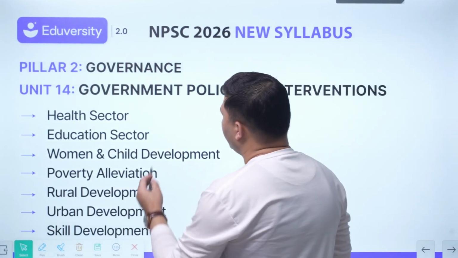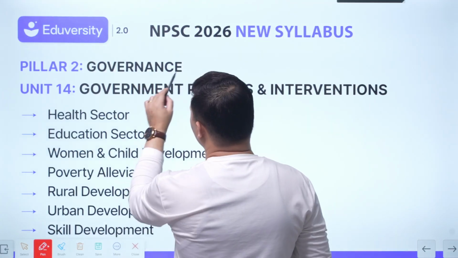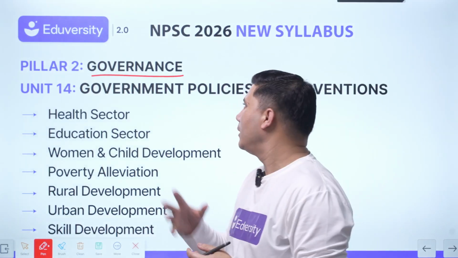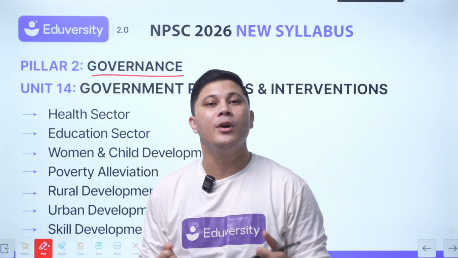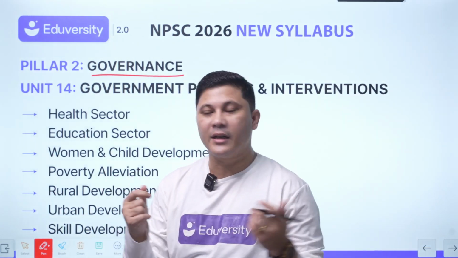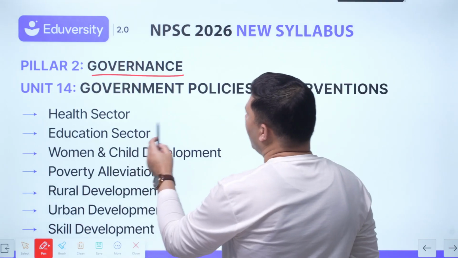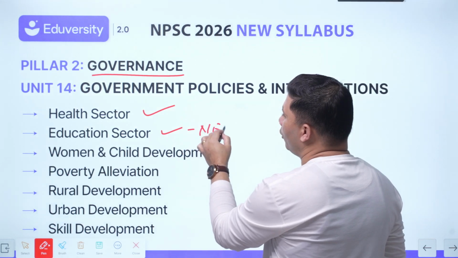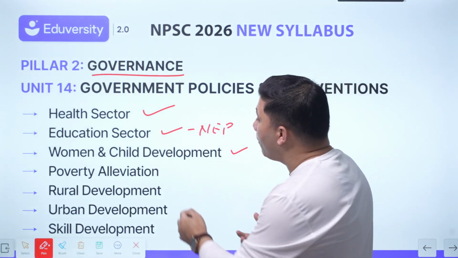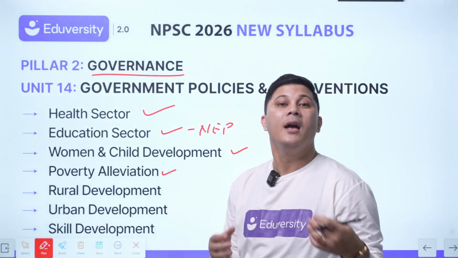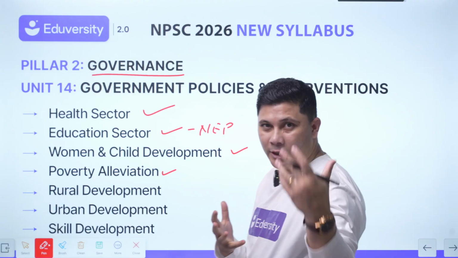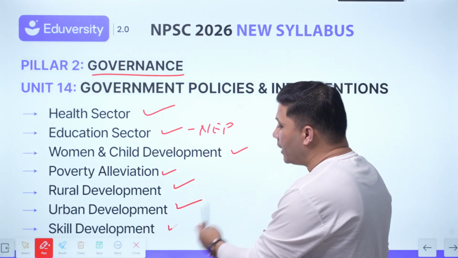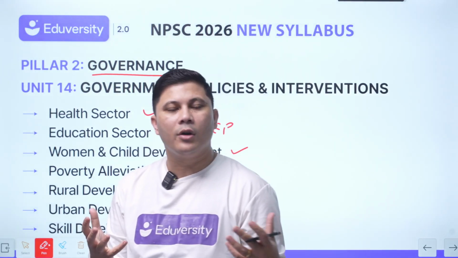Now the next subject is governance, Pillar 2, and in governance we are going to study the government policies, interventions, schemes and missions of the government for different sectors. We are going to study the government policies in the health sector, the education sector like the new education policy, women and child development, poverty alleviation like the VB-G RAM G, which was erstwhile called MGNREGA, rural development schemes, urban development schemes, skill development schemes. There are other departments also which we will have to study.